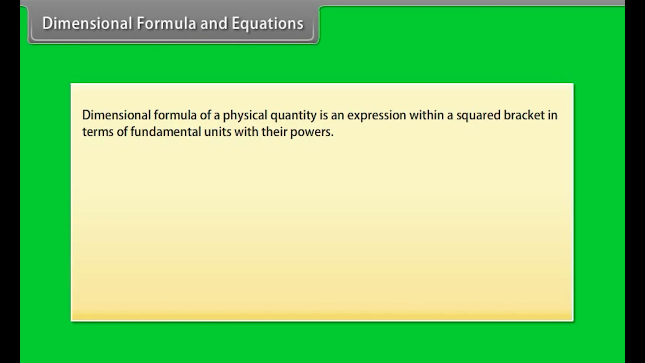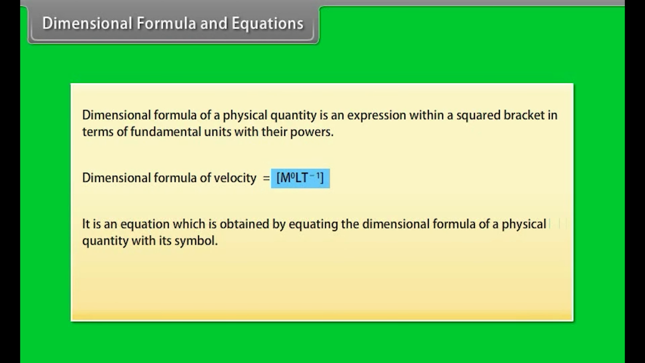Let us take an example. Dimensional formula of velocity is equal to under brackets M to the power 0 L T to the power minus 1. It is an equation which is obtained by equating the dimensional formula of a physical quantity with its symbol. Let us take an example. Dimensional equation of velocity is V is equal to under brackets M to the power 0 L T to the power minus 1.